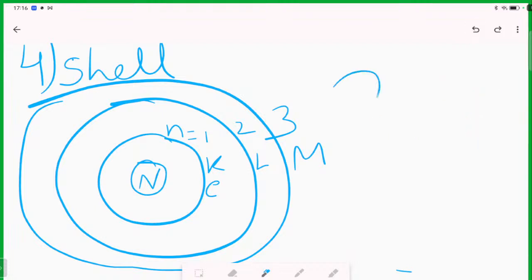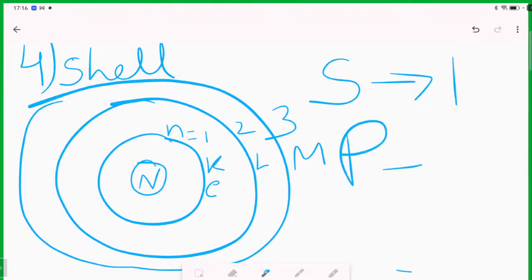Does 2d exist? No, 2d doesn't exist. Why? Simple, because 2d के पास 2 मतलब क्या होता है? L shell. L shell के पास d सब शेल है नहीं. So how can we represent this? No, right? This is clear. Shell or sub shell are clear. Now, what are orbitals? So S has 1 orbital. P has 3 orbitals.